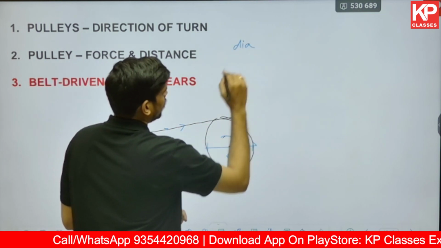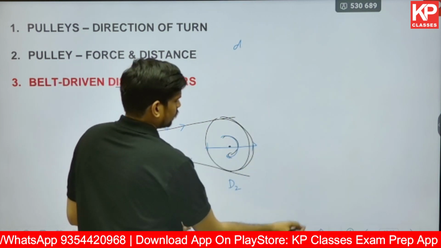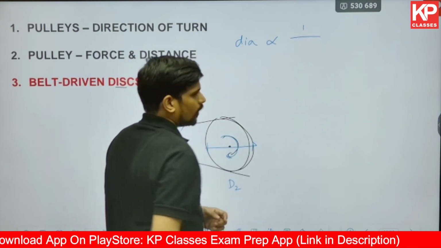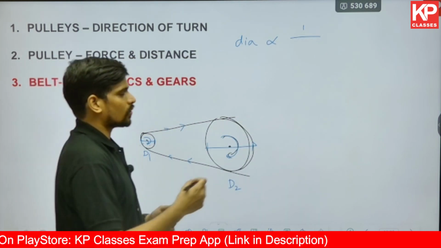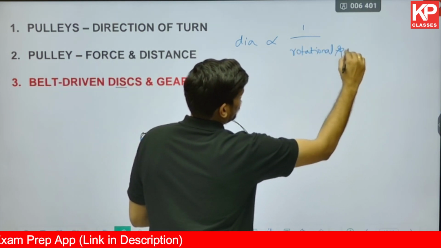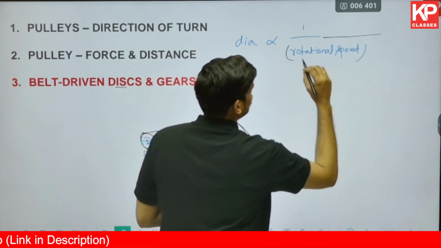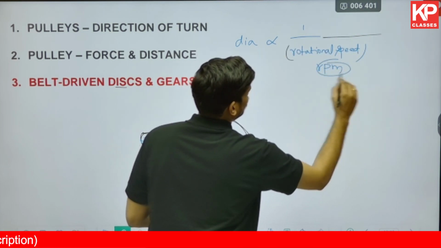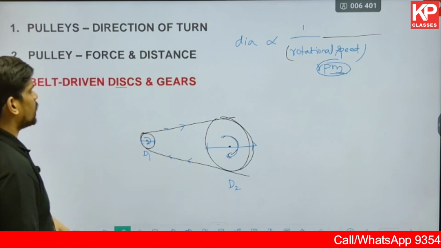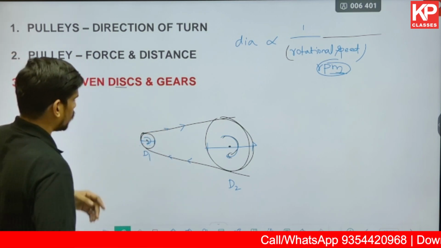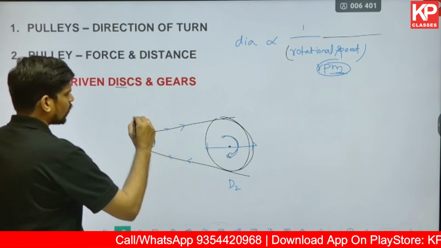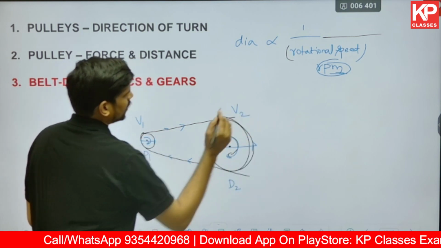So the diameter of a disc is inversely proportional to the rotational speed, the speed with which it is rotating. That's called rotational speed. Rotational speed is generally measured in RPM. It is also called revolutions per minute or rotations per minute, RPM. That's the term we use for rotational speed, which is inversely proportional to the diameter of the disc. So let us say the rotational velocity over here is v1, and the rotational velocity at this point is v2.